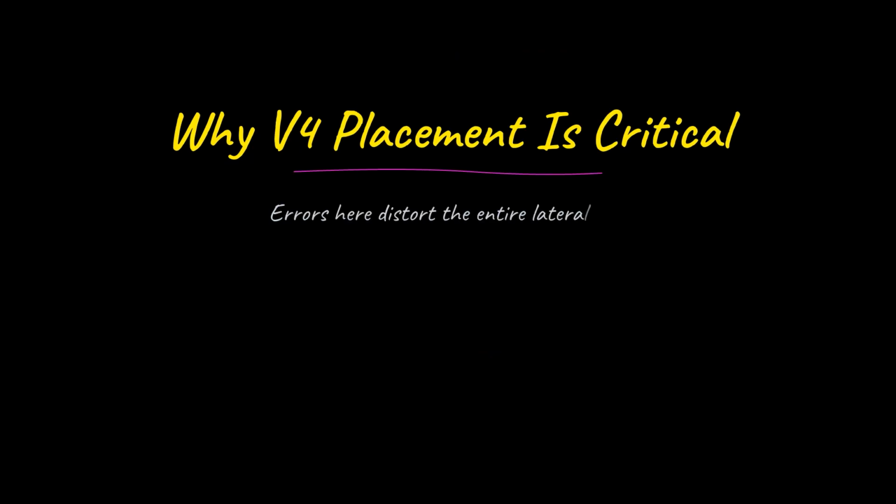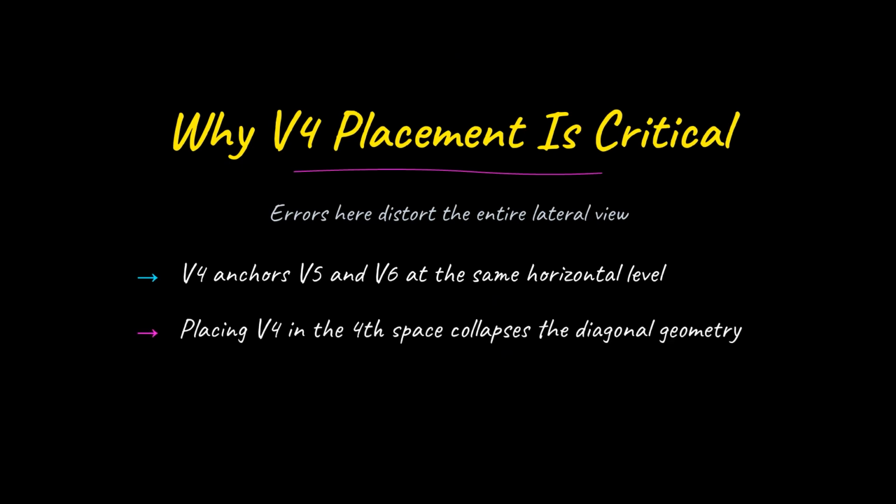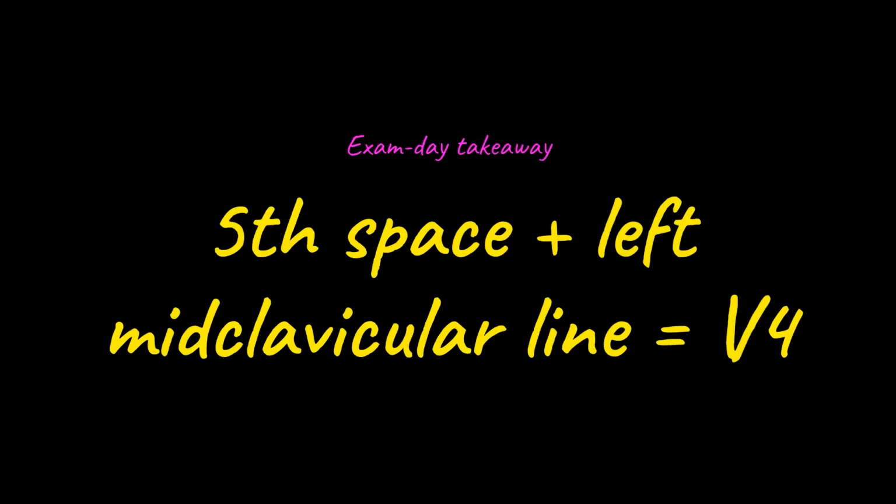Because V5 and V6 follow V4's horizontal level rather than the fourth space line, one misplaced electrode shifts the entire lateral view. Consistent landmark use is what makes serial comparison between two EKGs from the same patient meaningful. When you see the signal words fifth intercostal space and left mid-clavicular line together, that is V4. Holding the full geometric pattern, two horizontal levels with a diagonal bridge, keeps every precordial lead in its correct position.